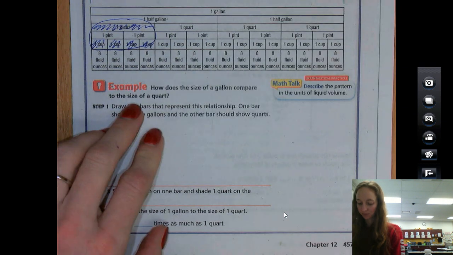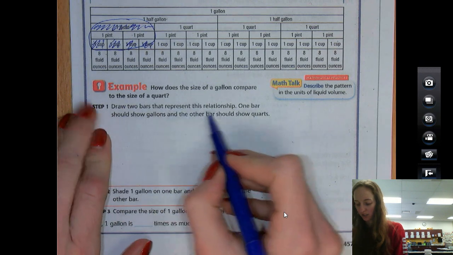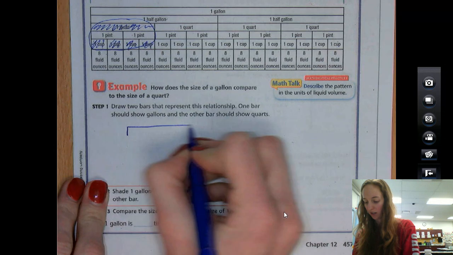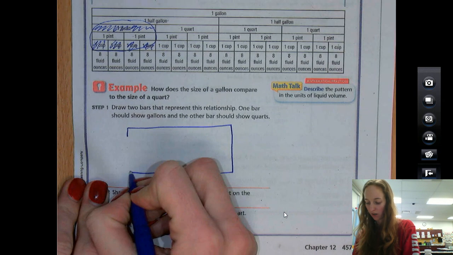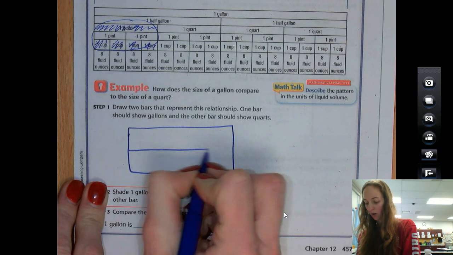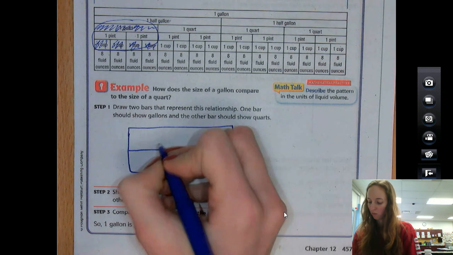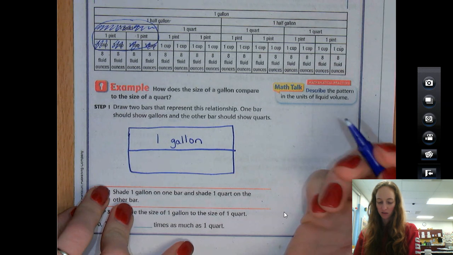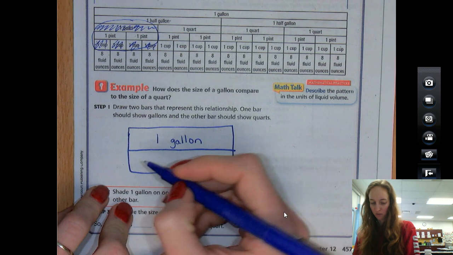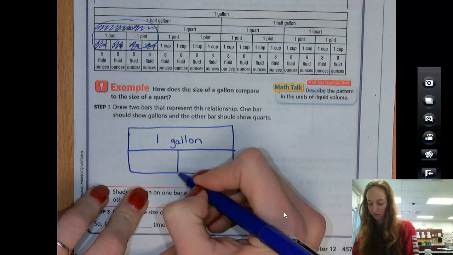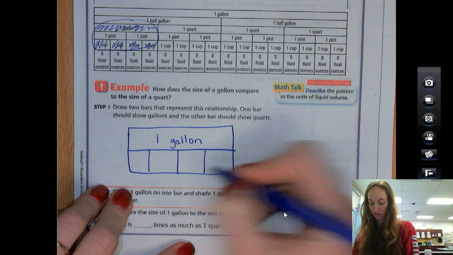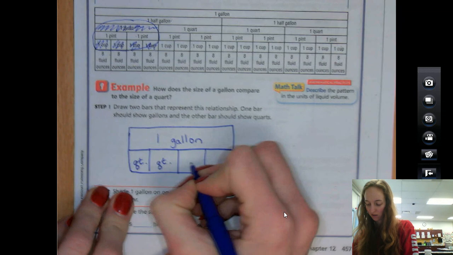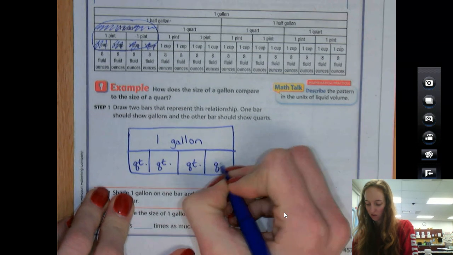So let's look at our book. Draw 2 bars that represent this relationship. 1 bar should show gallons, the other should show quarts, and they have to be the same length. I'm going to make my rectangle right here, split it into 2 bars. The top one is going to be 1 gallon. How many quarts equal a gallon? Look at your Gallon Man. 1, 2, 3, 4. So I'm going to split this one in half, then split each half into half. And this is a quart. QT, get it? Quart, quart, quart.